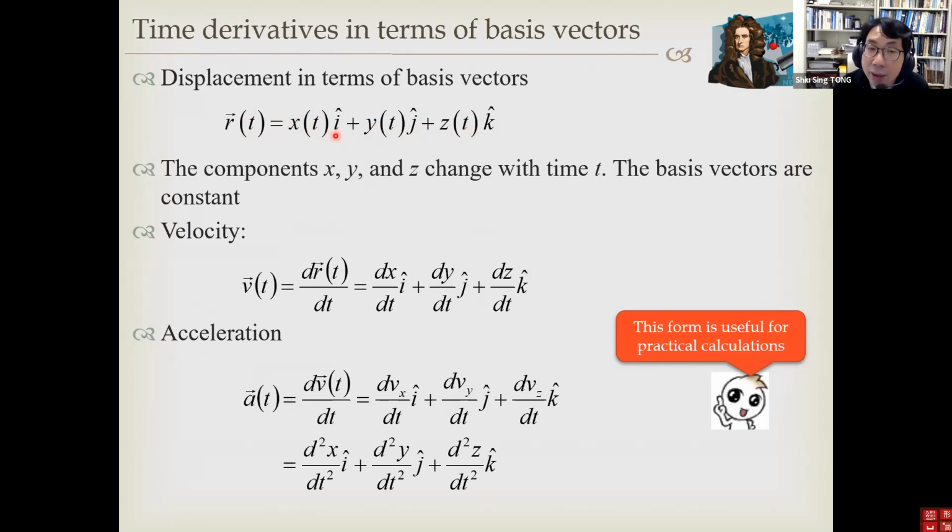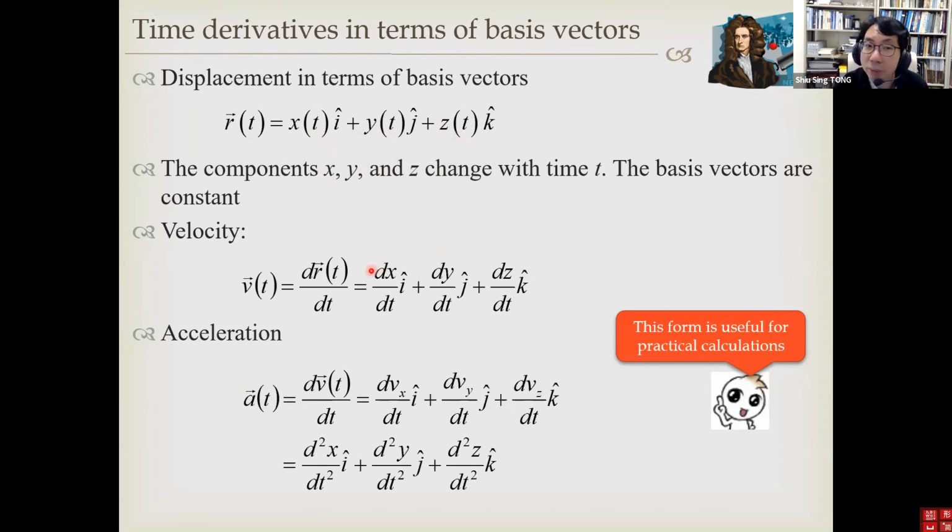We just attach the unit vector i together with x, the unit vector j with y, and the k vector with z. We add them up together, and that gives you a vector that points from the origin to that particular position in space, that is, with the coordinates x, y, z. Now, of course, x, y, z are all changing in time, so we denote them with x(t), y(t), and z(t).